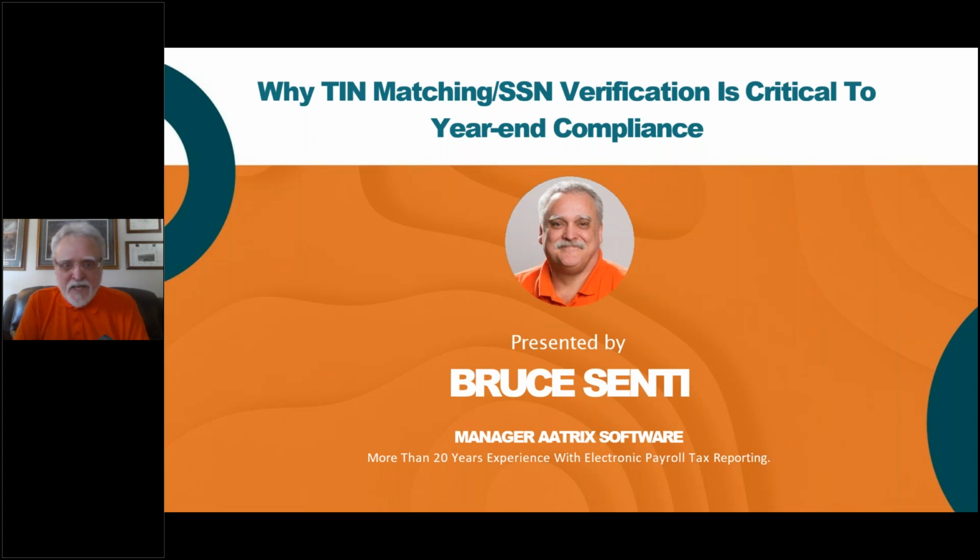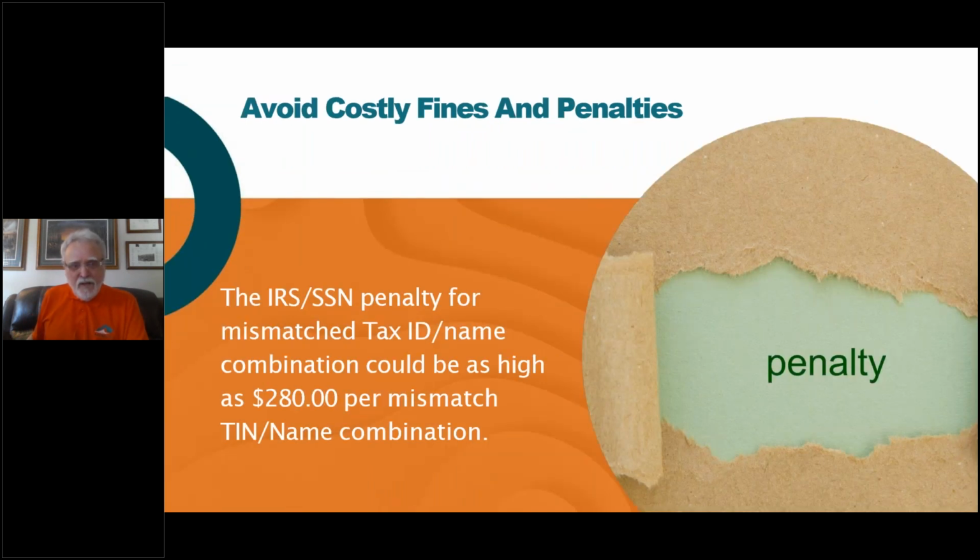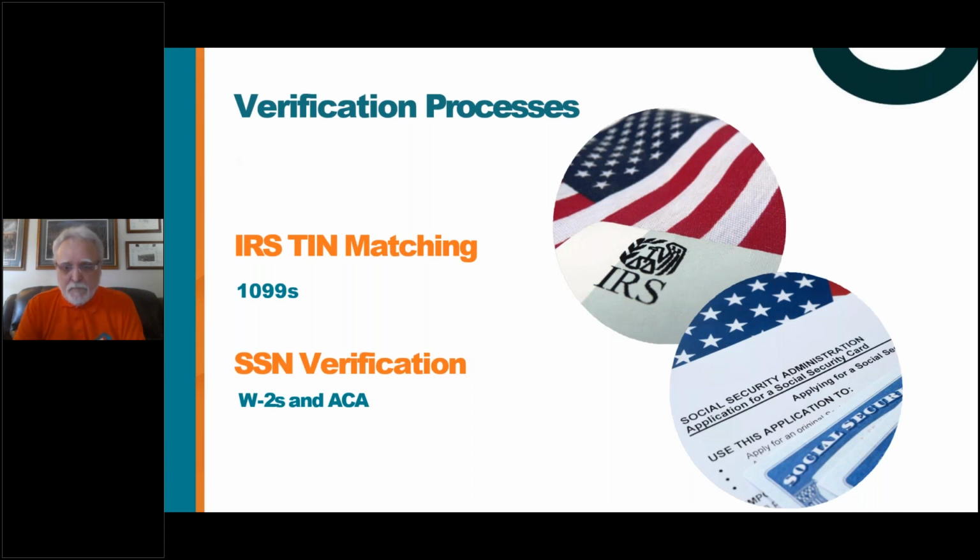This one, however, is about TIN matching and Social Security verification and why it's critical to year-end compliance. Obviously, the big reason is I don't want to pay the federal government a penalty. This, just like any other failure in terms of filing 1099s or W-2s, if you're late, if your information is wrong, and in this case, if you have mismatched tax IDs, the fine is as high as $280 per mismatched TIN or SSN.